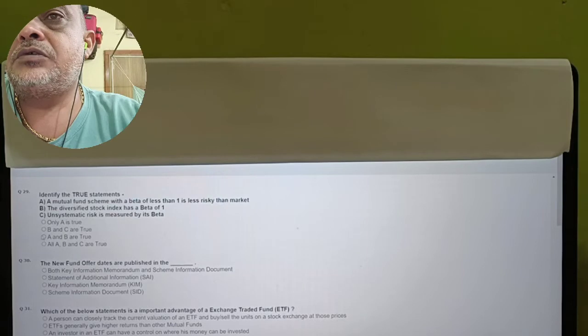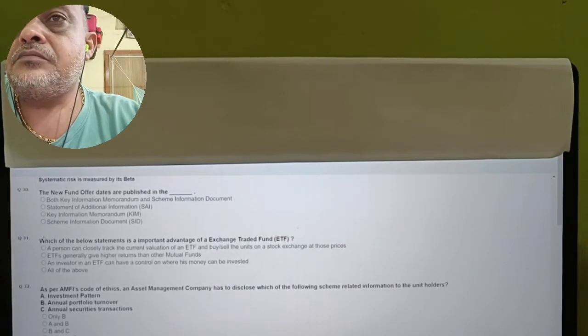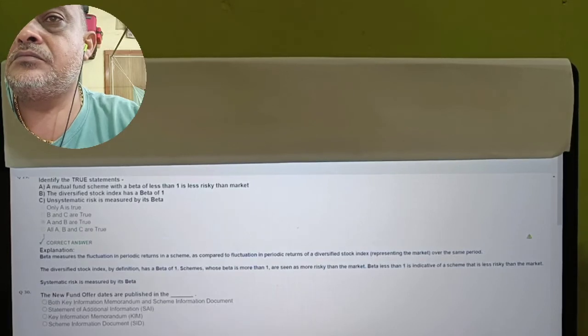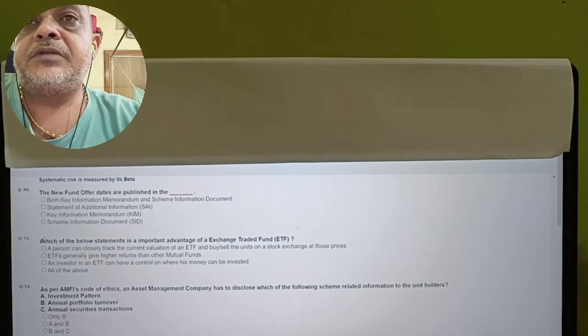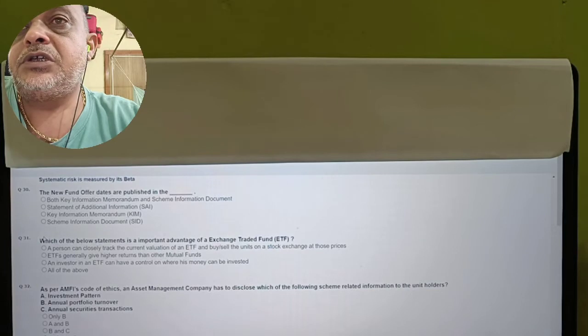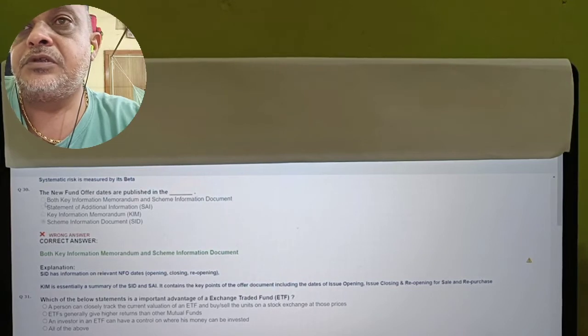A and B are true, I should think. The new fund offer dates are published in the scheme information document. No, they are mentioned in both key information document and scheme information document. So number 1 is right.